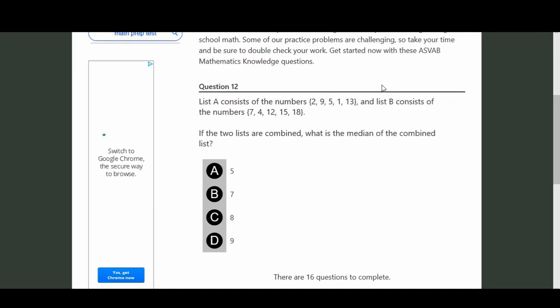Number 12 says list A consists of the numbers 2, 9, 5, 1, and 13. And list B consists of the numbers 7, 4, 12, 15, 18. If the two lists are combined, what is the median of the combined list? Before we combine these lists, let's just talk about the median in general.